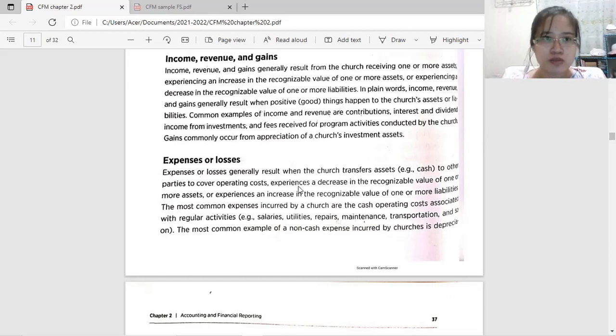Okay, continuation of chapter 2. I think this is the fourth part already. So, for the subject, church financial management. Okay, continuing on. Next, we have income, revenue, and gains.